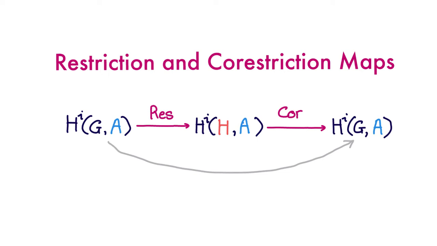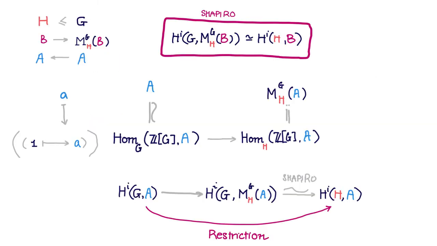The key idea behind both definitions is to use Shapiro's lemma. Recall that Shapiro's lemma gives us a way to relate the cohomology groups of G with the cohomology groups of H. More specifically, if B is an H module, then we can associate to it a G module, such that the cohomology groups of H with coefficient in B are going to be isomorphic to the cohomology groups of G with coefficient in this induced module.